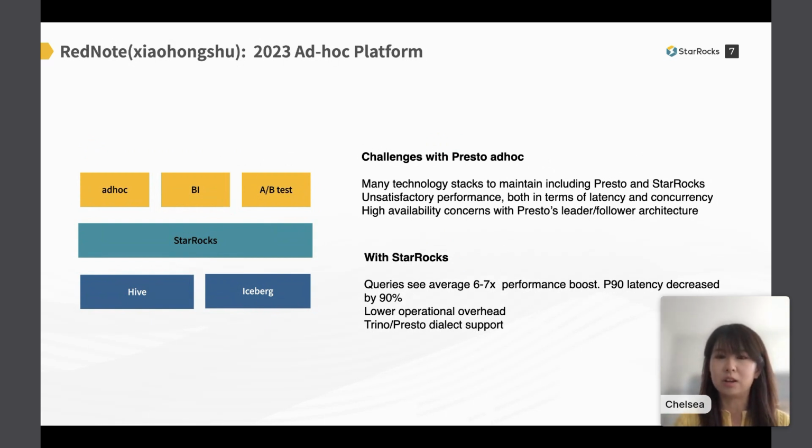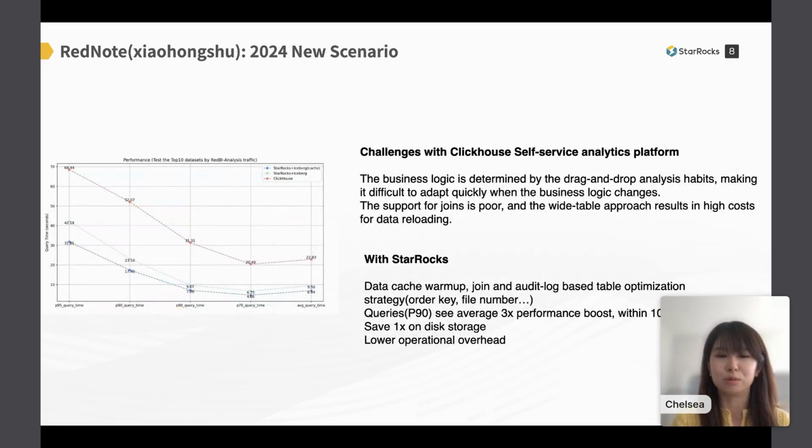First, they tried to replace their Ad-Hoc platform with StarRocks, and their result is remarkable: 6 to 7 times performance improvement and 90% reduction in P90 latency. That's very impressive. So the Lakehouse architecture began to win, and in 2024, they started other experiments, like, can we replace the warehouse architecture with the Lakehouse architecture? So they started to replace their warehouse architecture using Iceberg plus StarRocks.